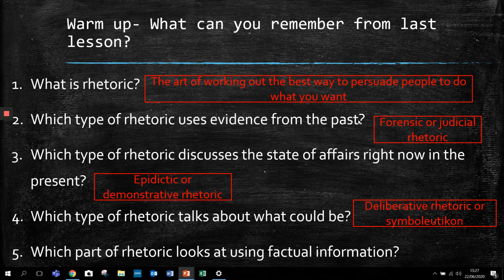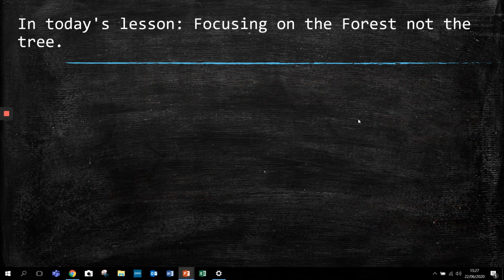Okay. And then the final question: which part of rhetoric looks at using factual information? Well, factual information is logical information, which is why we have logos from the word logic. And if you think, okay, the 3 parts: ethos, what about you, your ethos, who you are, logos, logic, and pathos, emotion. Okay, and logos was the answer to that question. Okay, fantastic. So what are we up to today?